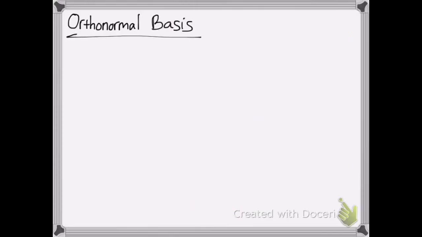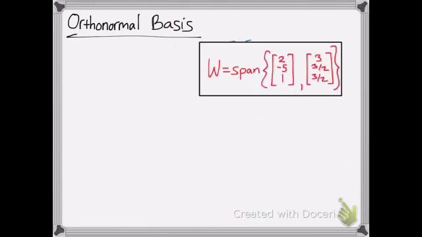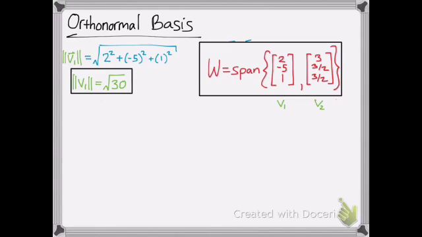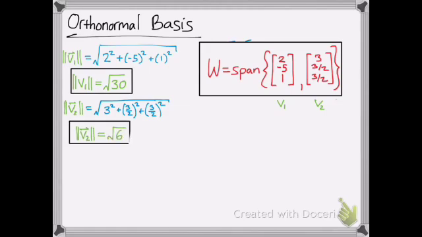Now if you want to find the orthonormal basis, all you have to do is take that span of vectors and divide each by its magnitude to make it a unit vector. So this is v1, remember this is v2, so we just take the square of each component, sum them all up and take the square root: 2 squared, negative 5 squared, 1 squared, and we should get radical 30. Do the same thing for v2, you square all the components, and then you should get radical 6 here, and all you do is divide each part by the magnitude.